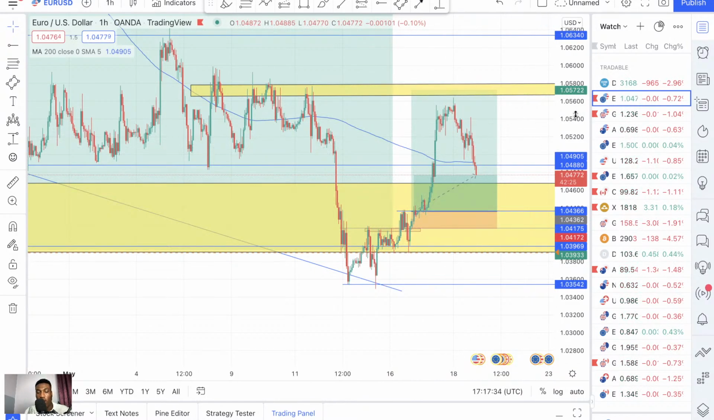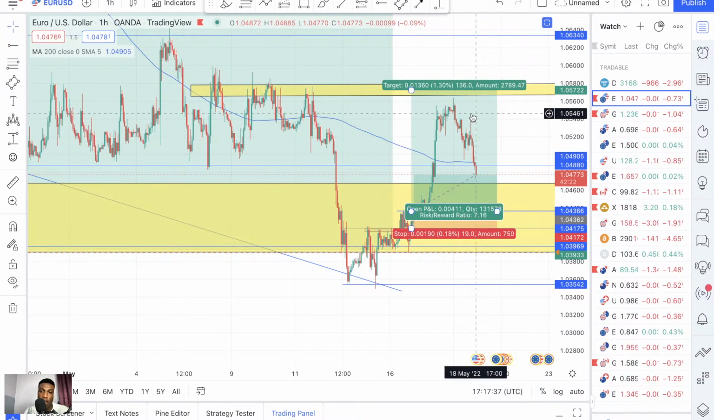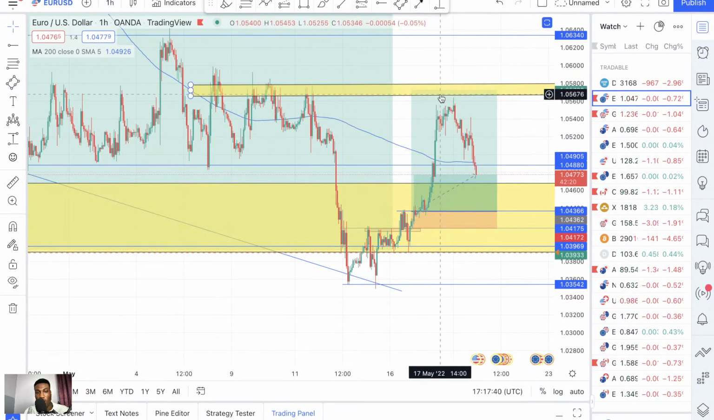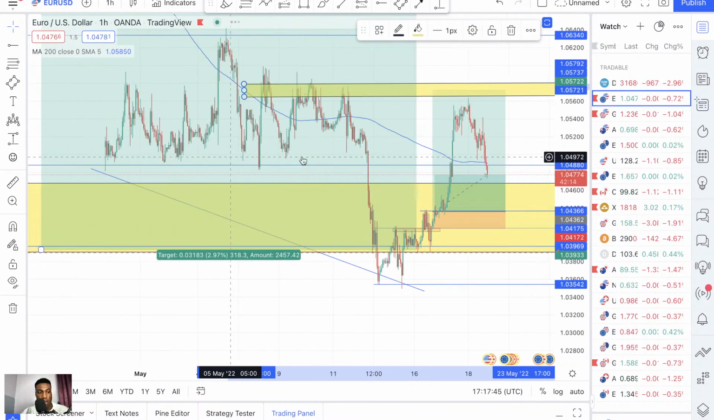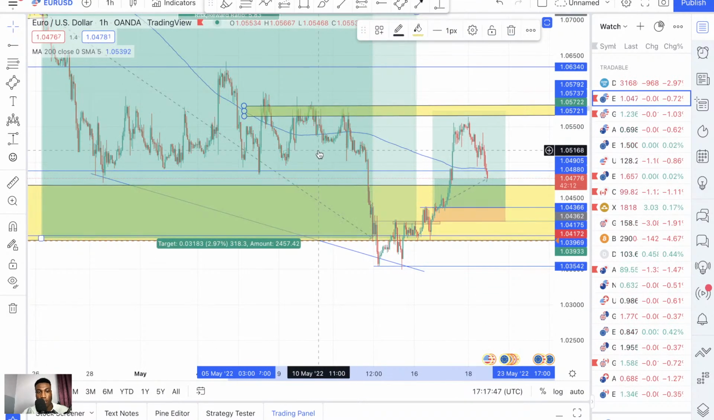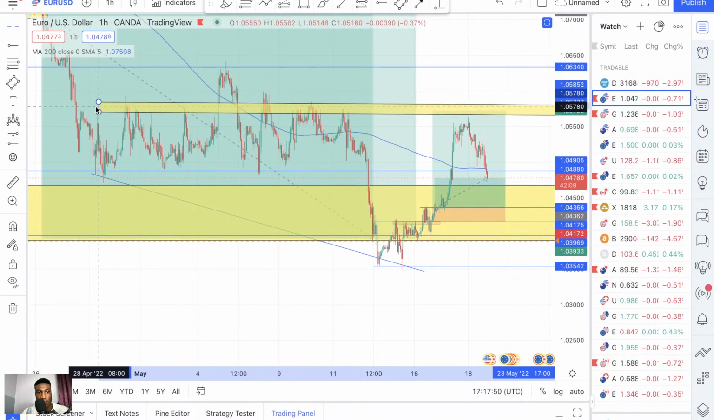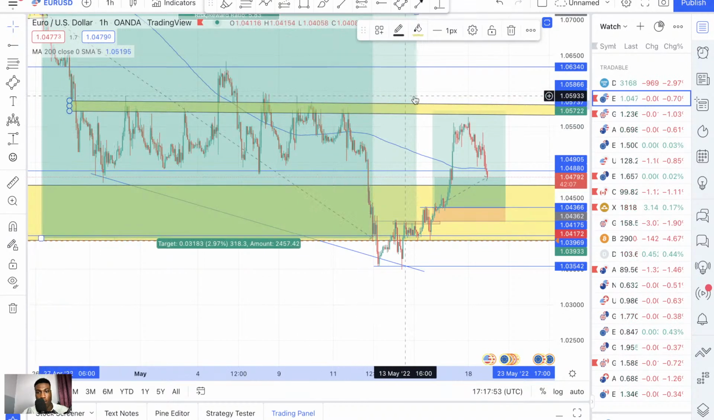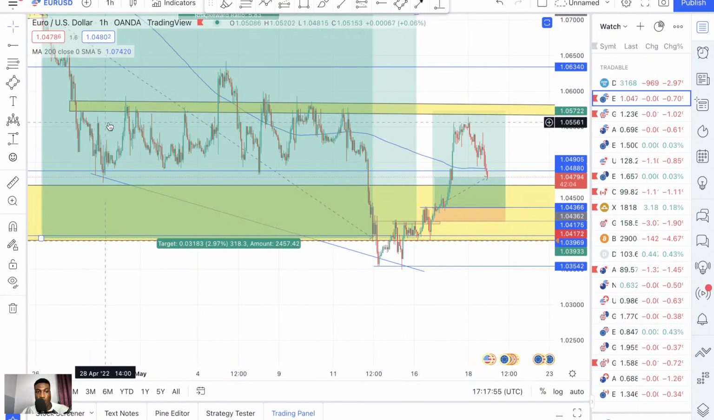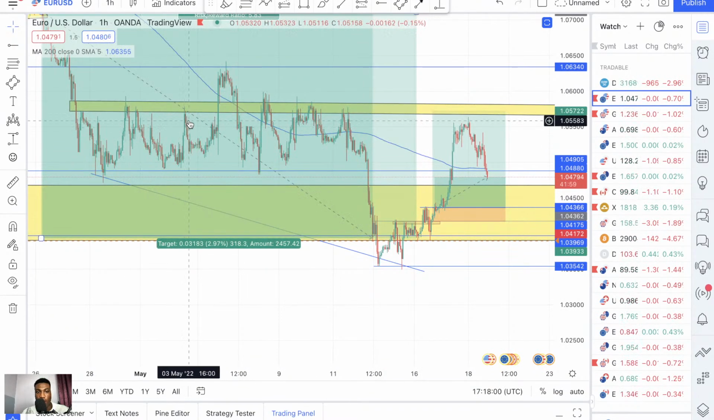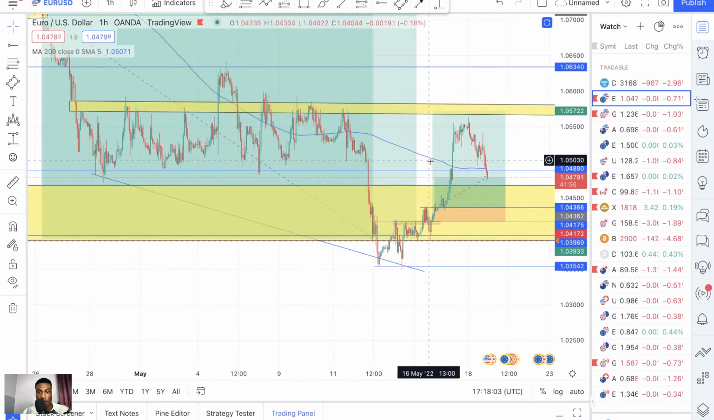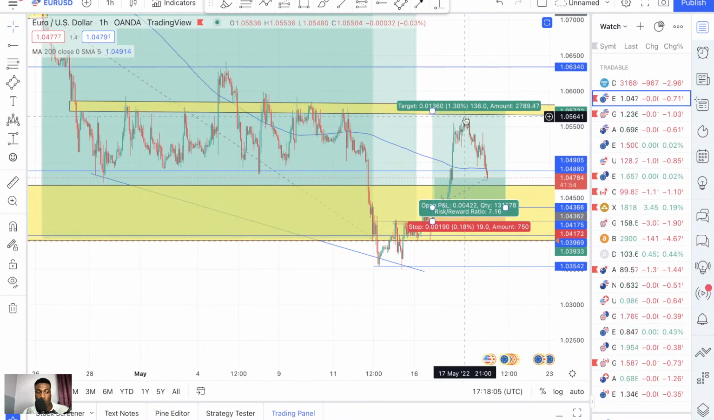All right, so we're looking at Euro USD right now. Euro USD reacted to this supply zone. I mean, if I take this back, you can see that this was a significant level for Euro USD. Price tested this level multiple times in the past, and price reacted to this level today and started to pull back.